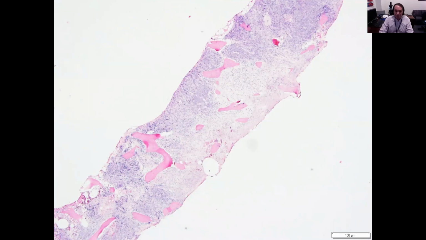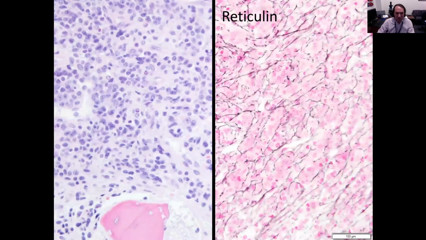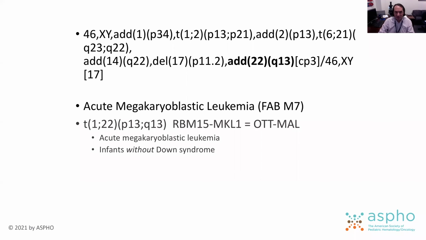Here's the bone marrow biopsy, which is not blue, but rather kind of pink, which demonstrates that there's really extensive fibrosis in this bone marrow. This is a very characteristic clinical presentation of myelofibrosis that can often be, quote unquote, acute in an infant. So this is a megakaryoblastic leukemia with a t(1;22). It's a very unusual tumor, but it's very distinctive, and it occurs only in infants and in those infants without Down syndrome.